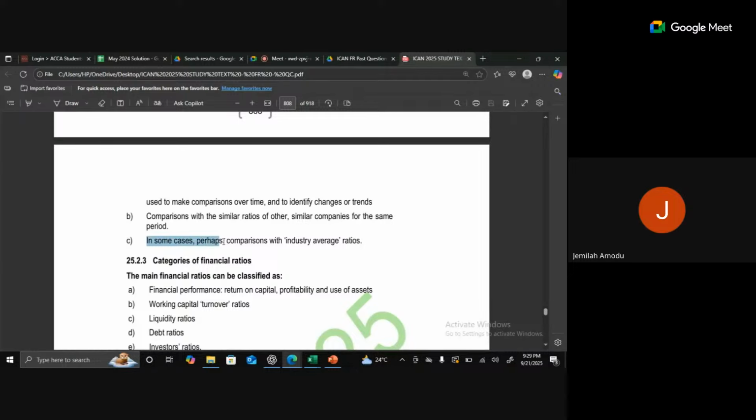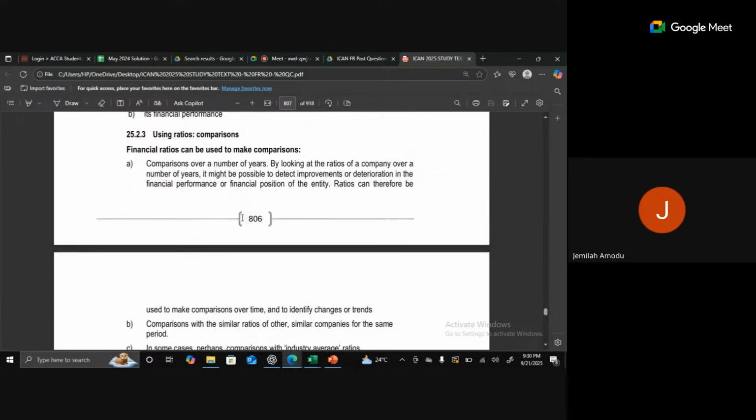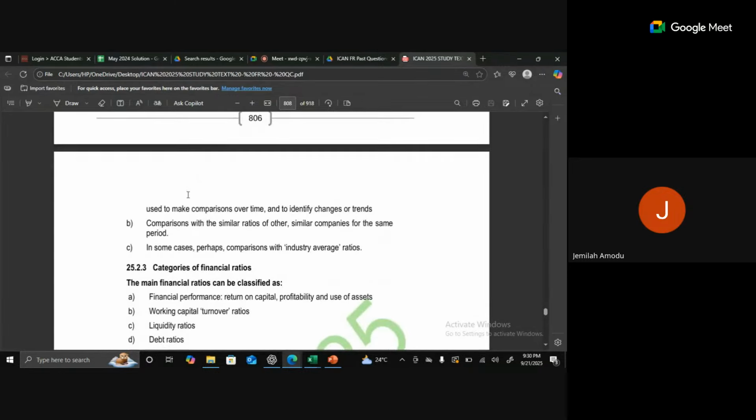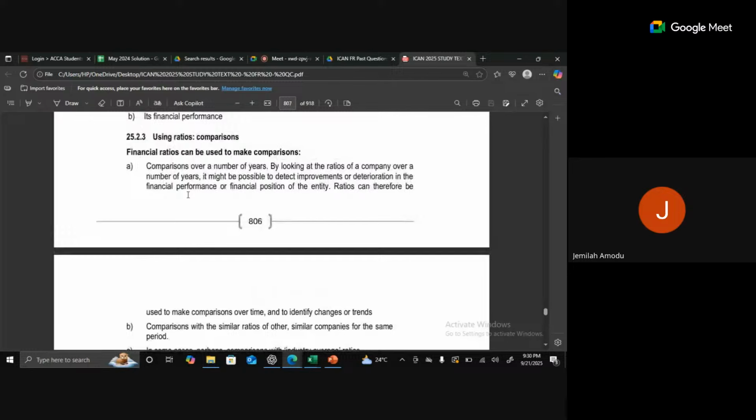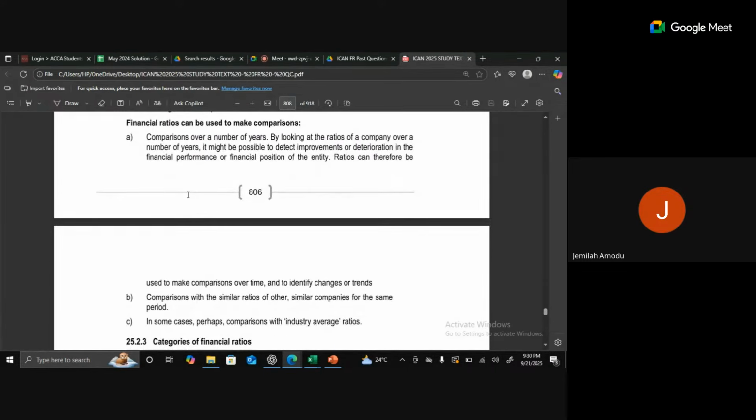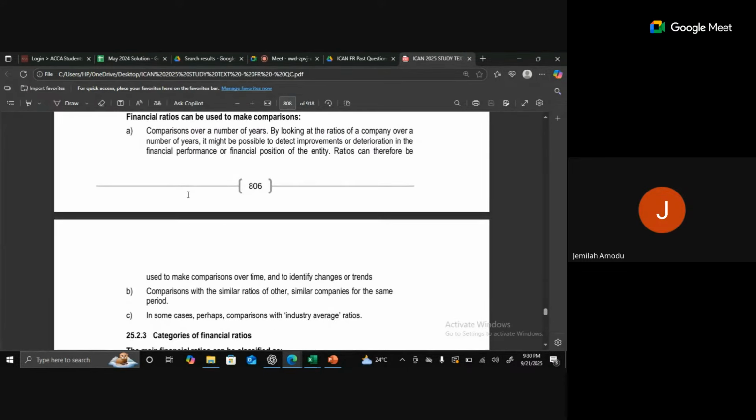And they say in some cases, perhaps comparison with industry average. Now, this is what you should look out for. These three ways that ratio can be used to carry out comparison are the three different ways that your questions can actually come, right? They can give you a question and ask you that, okay, this company, this is their performance, this is their financial statement for probably 2024 and two other years, right? And you are asked to calculate a ratio to compare their performance over those years.